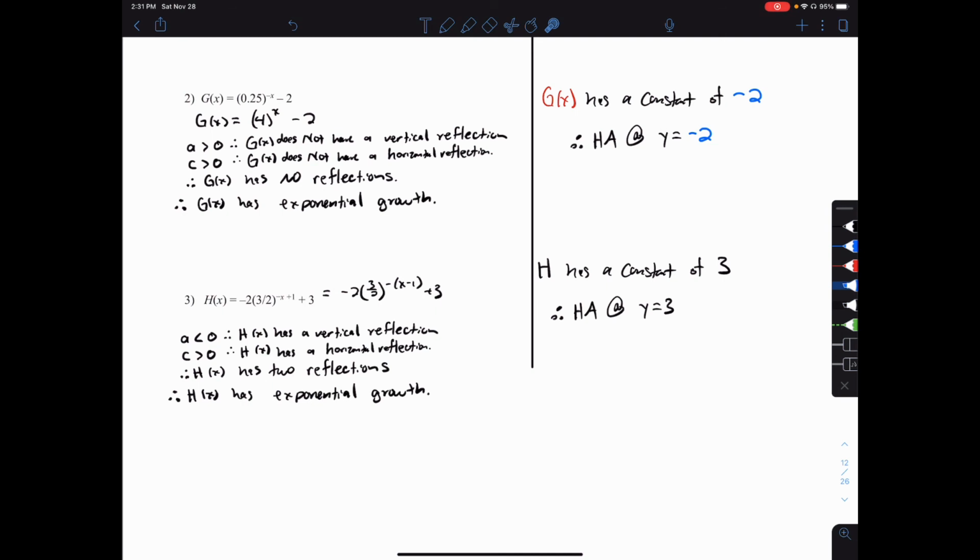Right, that concludes this part of the notes. We will look at some different types of examples in the next video.